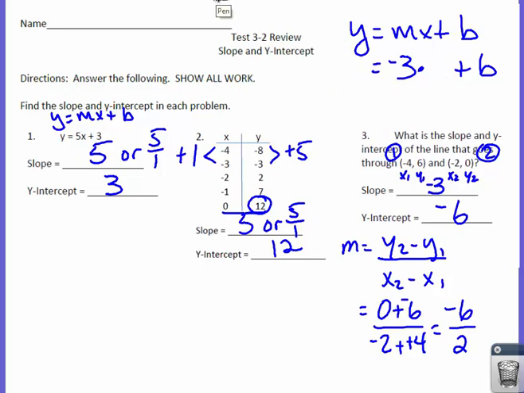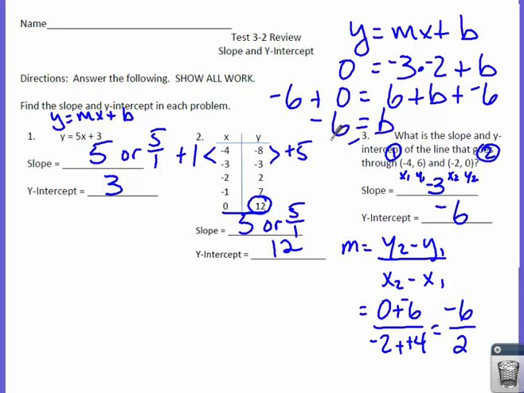Okay, so now I plugged my m in, my slope is negative 3, and we'll use the negative 2, 0. So my x value is negative 2, my y value is 0, so I get 0 is equal to negative 3 times negative 2, which gives me 6, plus b. Now to get the b by itself, I add a negative 6 to both sides, and you find out that b is truly negative 6 with either point. So it doesn't matter which point you choose, you still get the same answer.